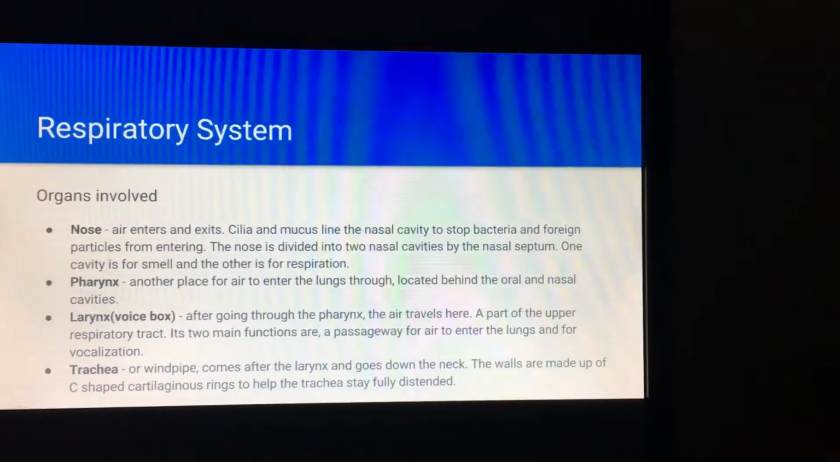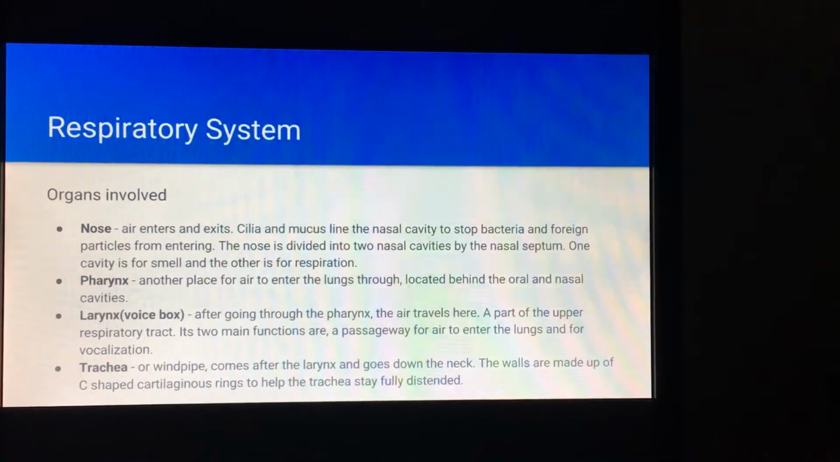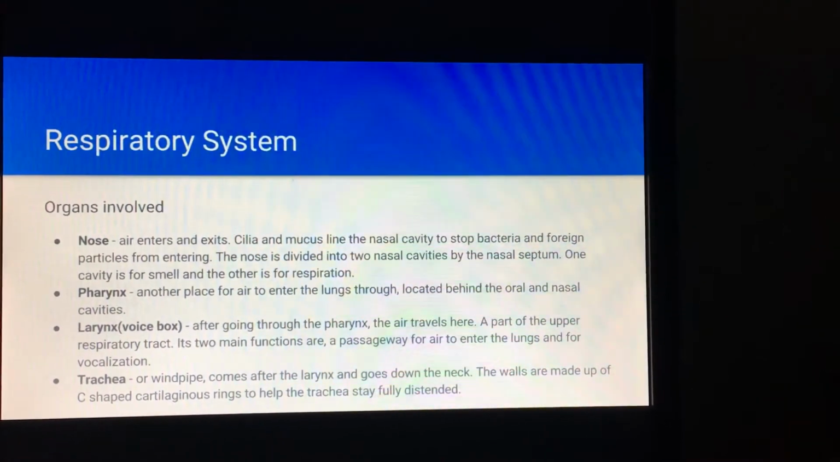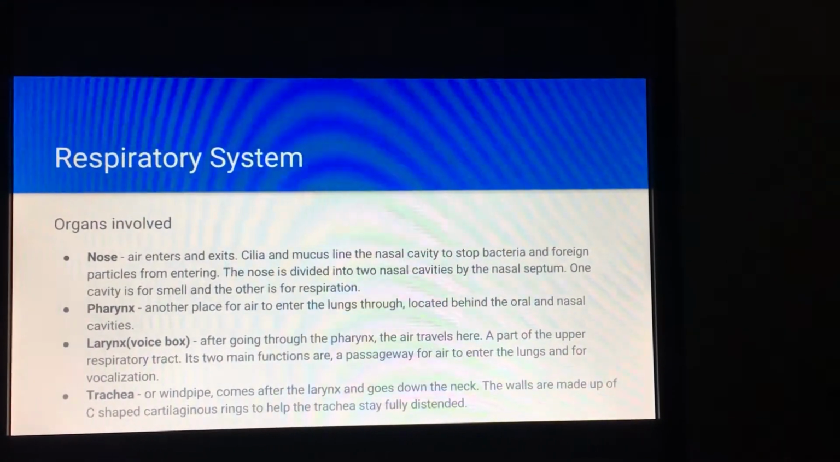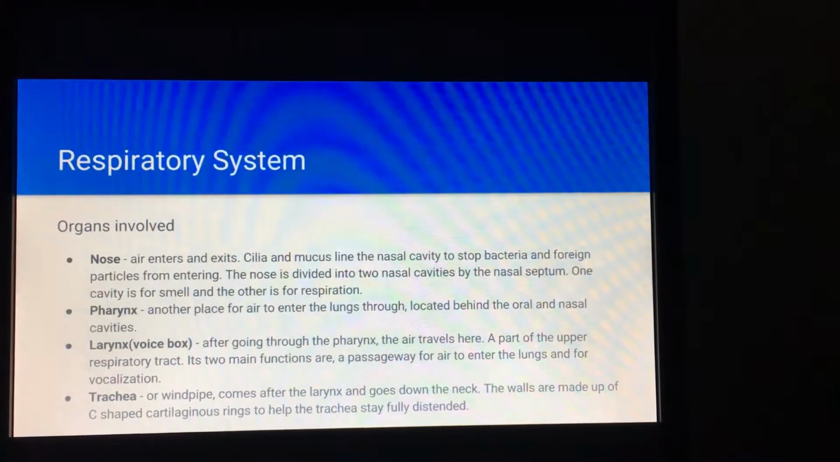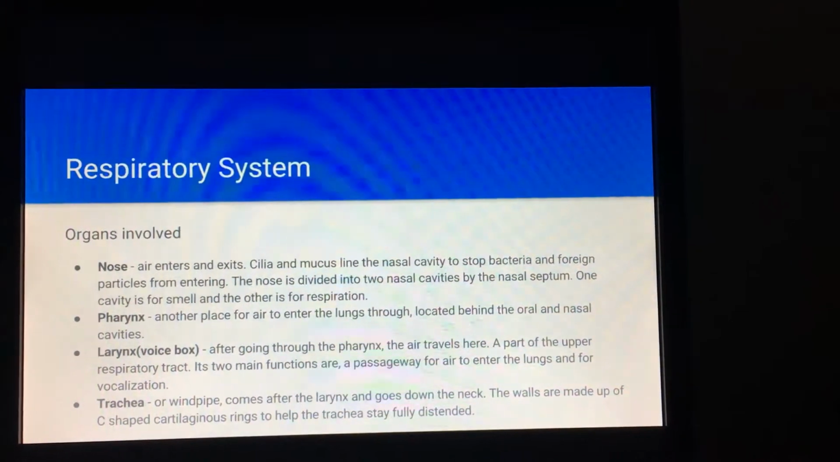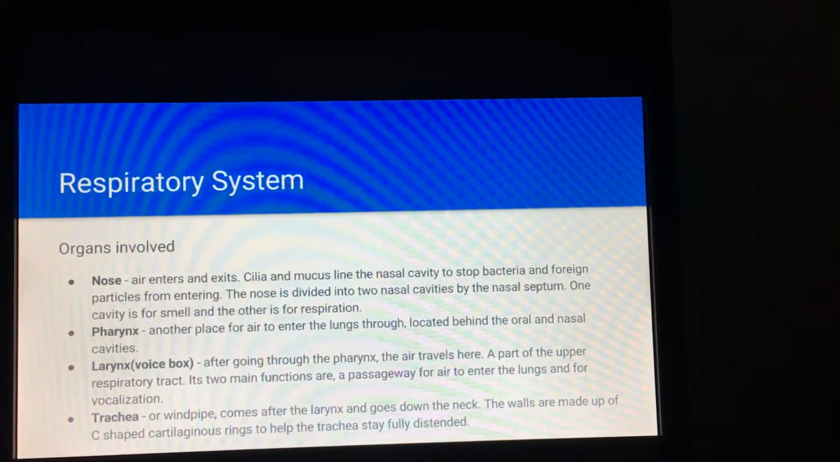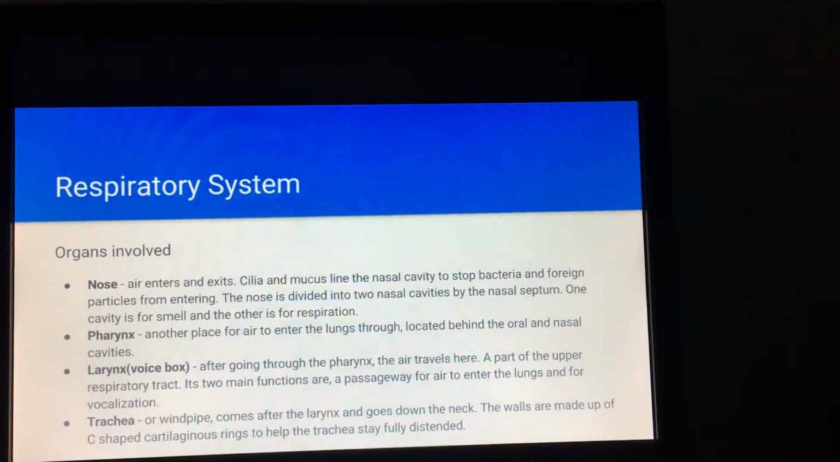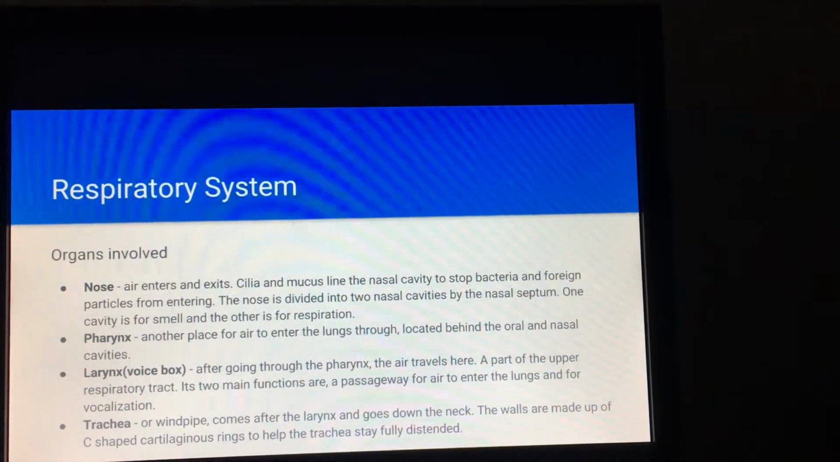Organs involved. The nose. Air enters and exits through the nose. The cilia and mucus line the nasal cavity to stop bacteria and foreign particles from entering. The nose is divided into two nasal cavities by the nasal septum. One cavity is for smell and the other is for respiration.